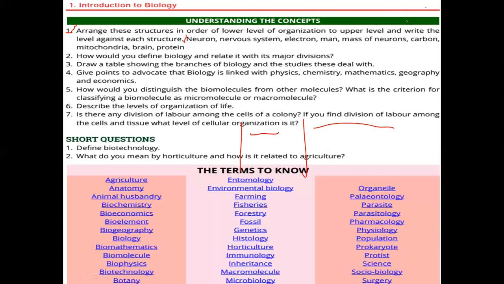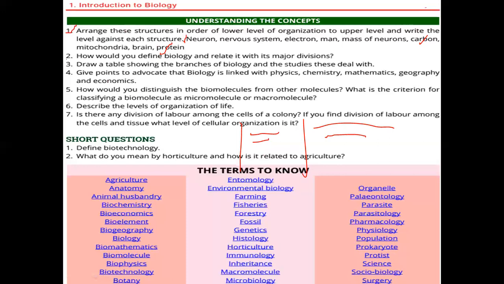Atomic level. Yes, you see what is atomic? Atom here, neuron, carbon. Yes, here is carbon. So this is an atom. Then we see molecule, that is mitochondria, brain, protein. Yes, that is molecule. So here you write protein and here you write molecular level. And then like that you arrange them in the table.